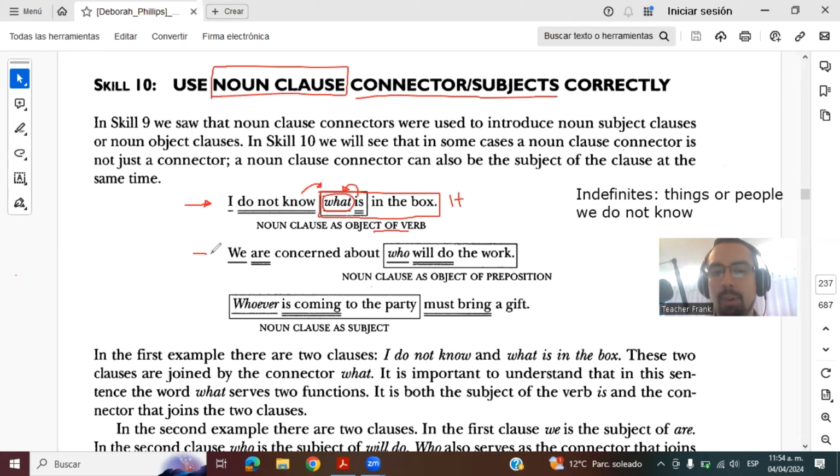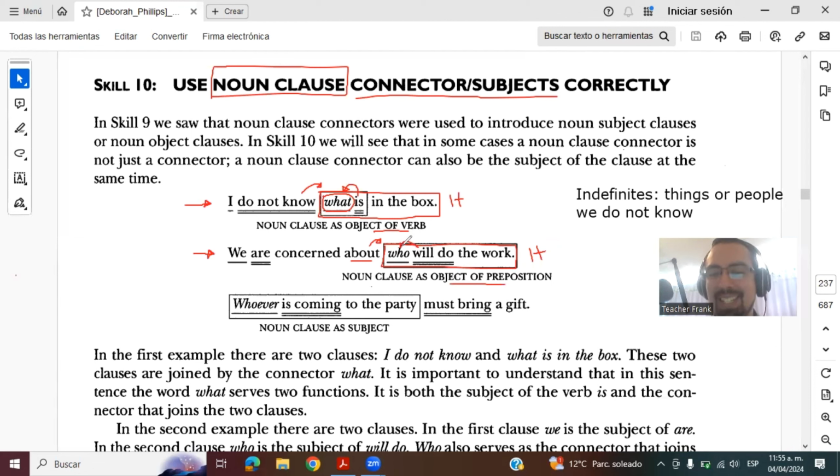Let's look at another example. We are concerned about who will do the work. Here, since it goes after a preposition, it's going to be object of preposition, right? "Who will do the work" can be summarized in "it." It's still a noun clause. So, we are concerned about it. "We are" is my first clause, subject verb, right? And then "will do" is my second verb. Who or what will do?